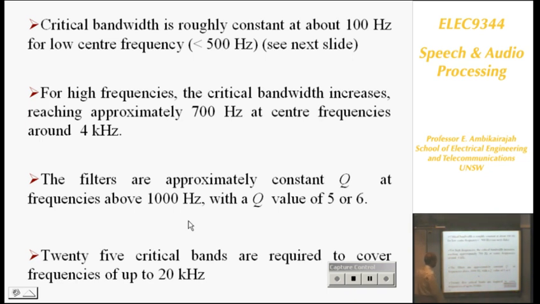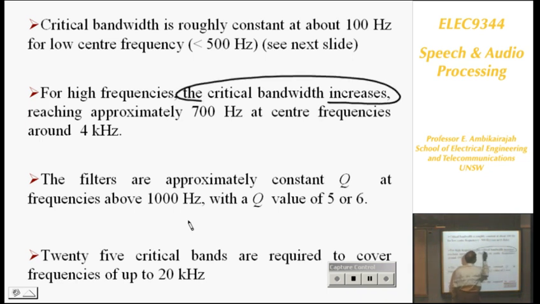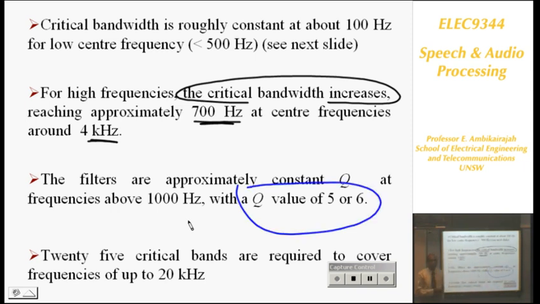So the critical bandwidth increases. They always increase, reaching approximately 700 hertz at 4 kilohertz. We can talk about critical band bandwidth in terms of Q. Remember, we looked at Q, the quality factor, in the time-frequency analysis, and you can say it's between 5 and 6.